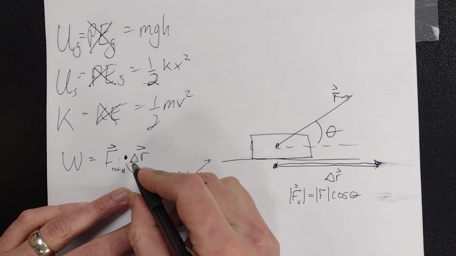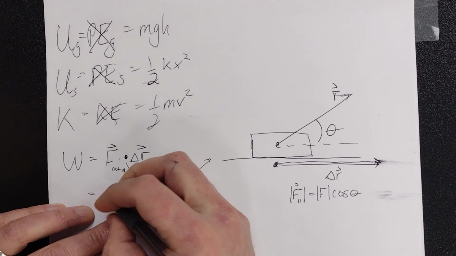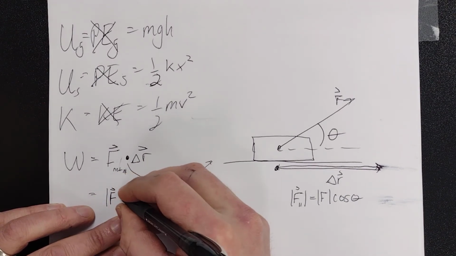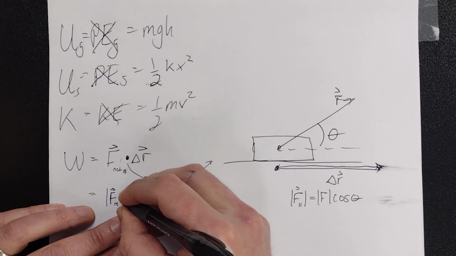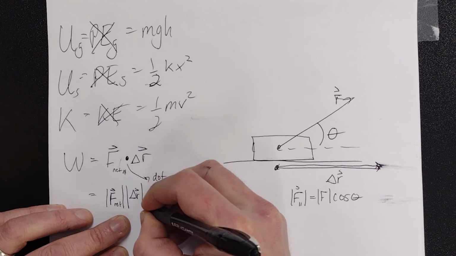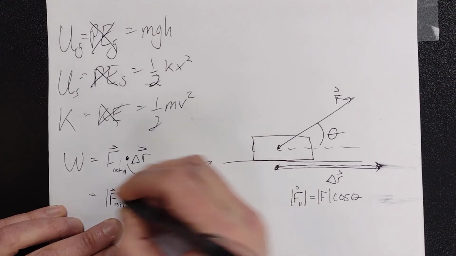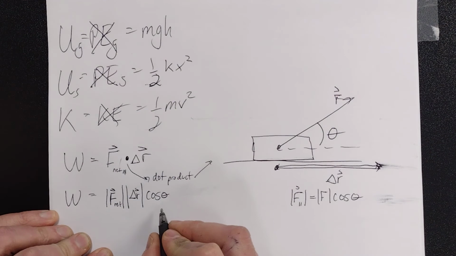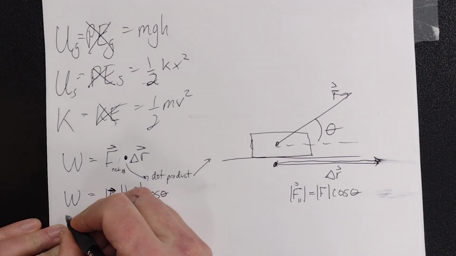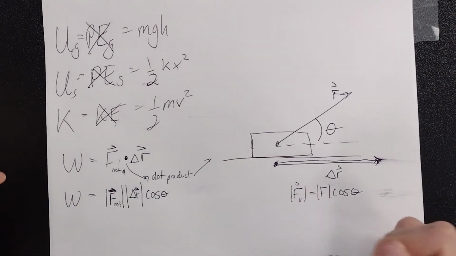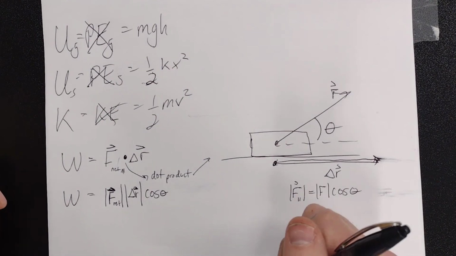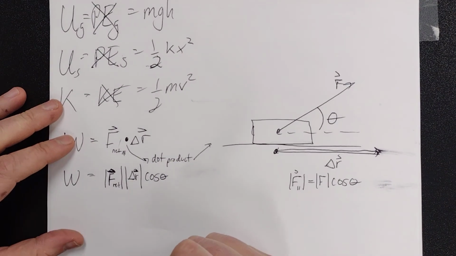So often we'll see this work written as the magnitude of F net times the magnitude of delta r times the cos of the angle between them. Even though there are two vector quantities involved here, the answer is a scalar. It's just going to be a certain amount of work done by that force. Pretty cool. So that's the dot product.